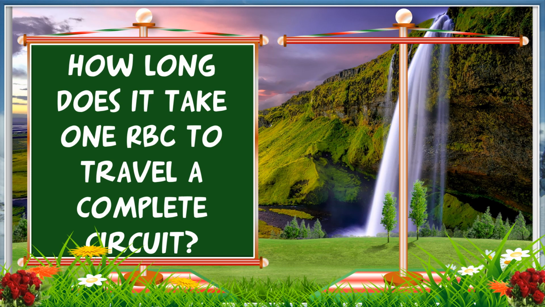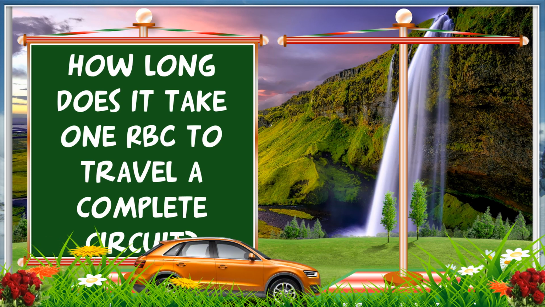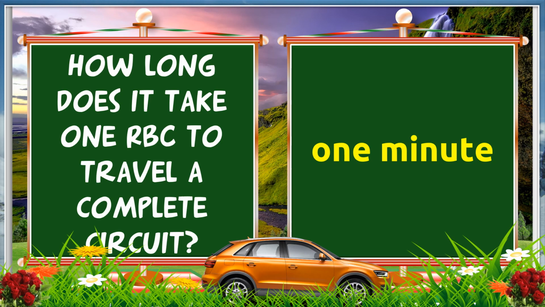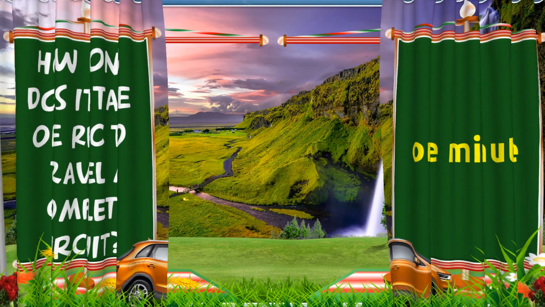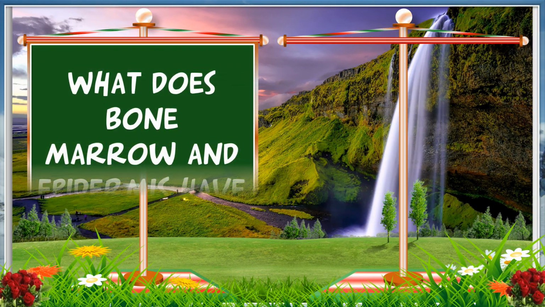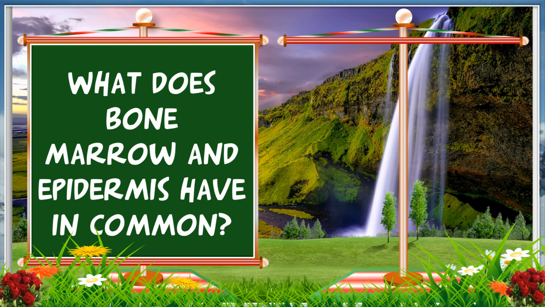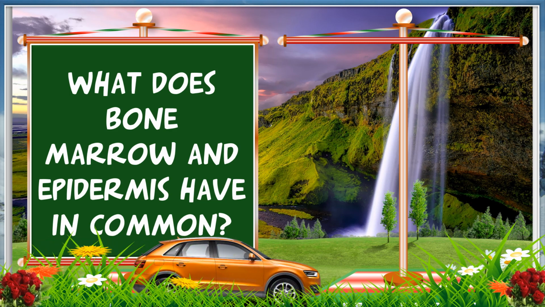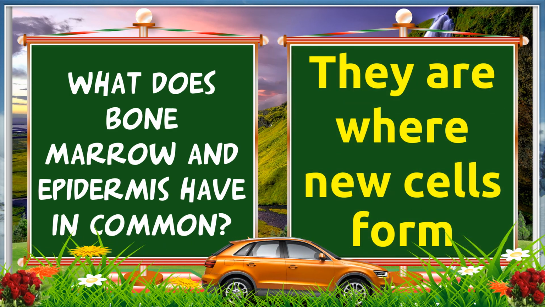How long does it take one red blood cell to travel a complete circuit? 1 minute. What do bone marrow and epidermis have in common? They are where new cells form.